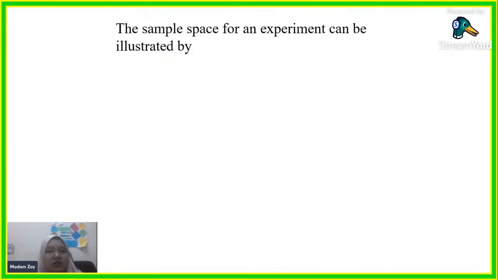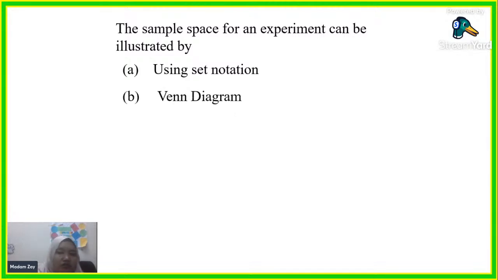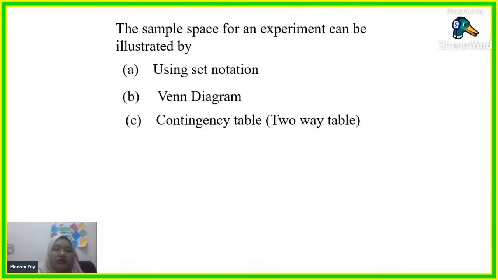The sample space of an experiment can be illustrated by set notation, Venn diagram, contingency table, two-way table, or another one is the tree diagram. The set notation we can put in the form of brackets, the curly set notation. We will see the example later. And then Venn diagram, which you learned in high school, where we have two events or three events.